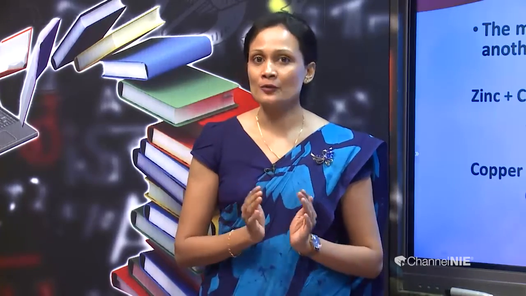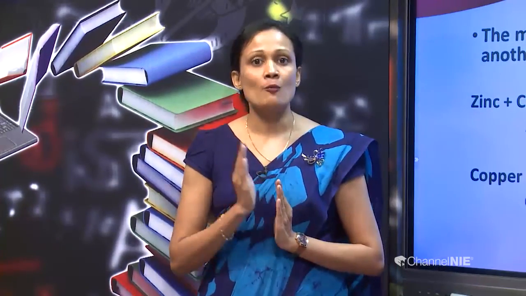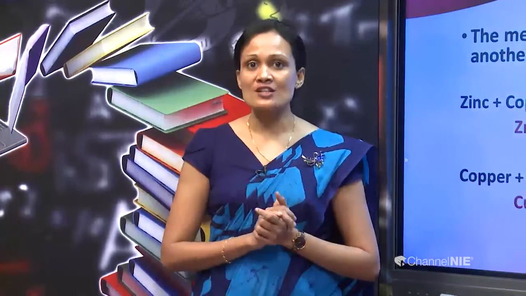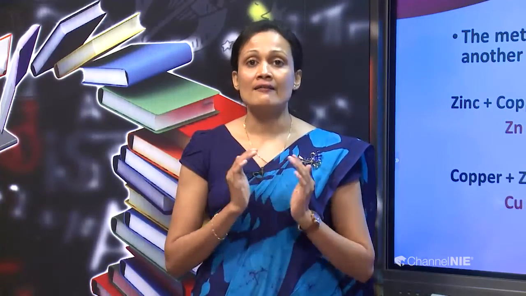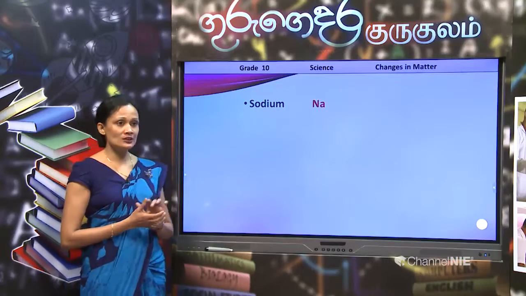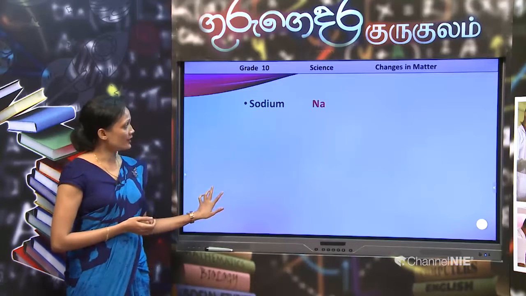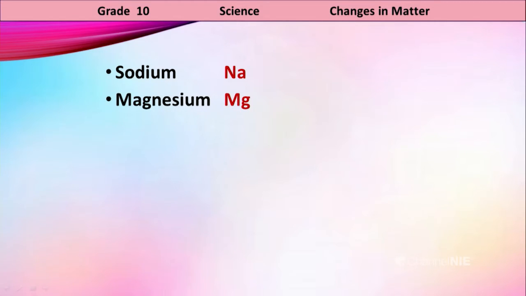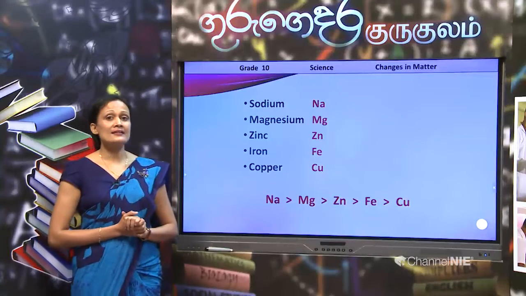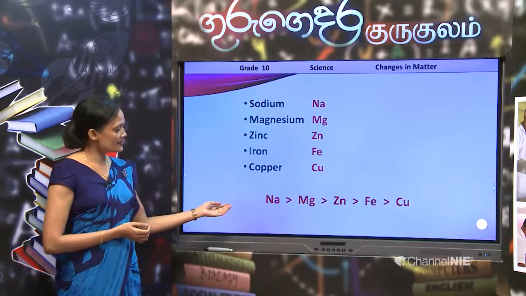Okay children, now you observed how metals react with water, air and dilute acid. So by using the observations, you can conclude that the reactivity of metals is not the same. Think about the metals that we used for the experiment. We used sodium, magnesium, zinc, iron and copper. If we arrange these metals according to their reactivity in the descending order, look at this one.